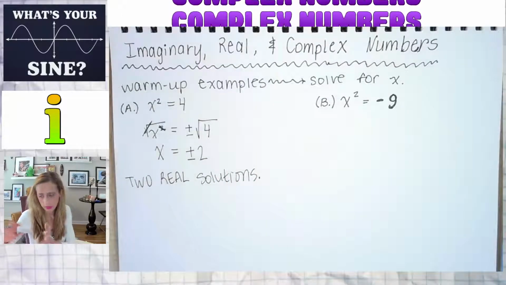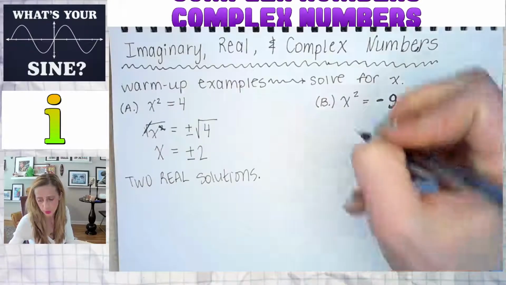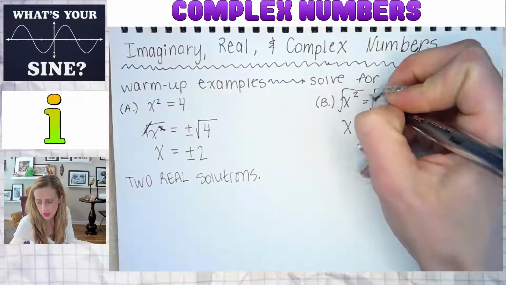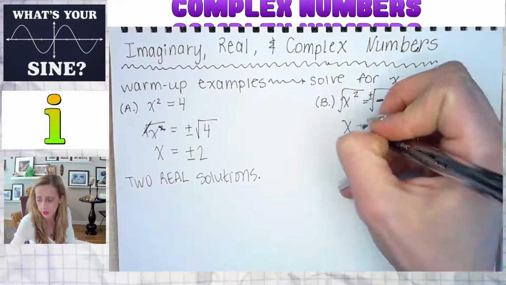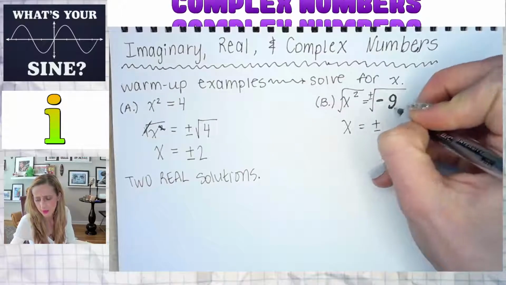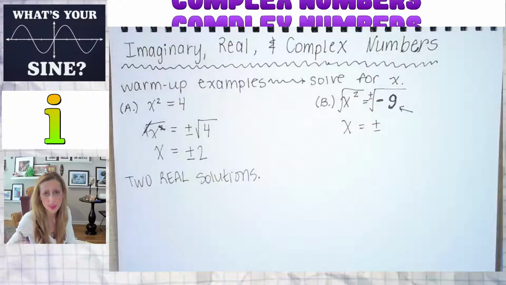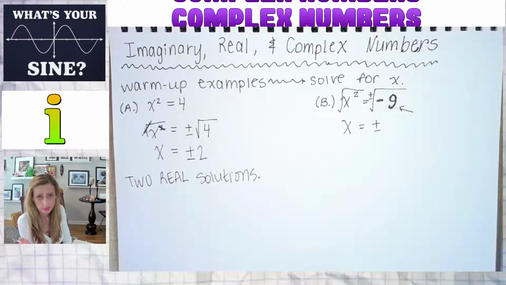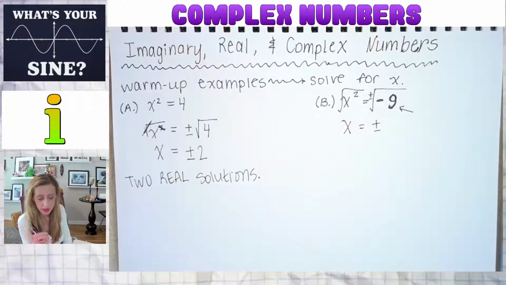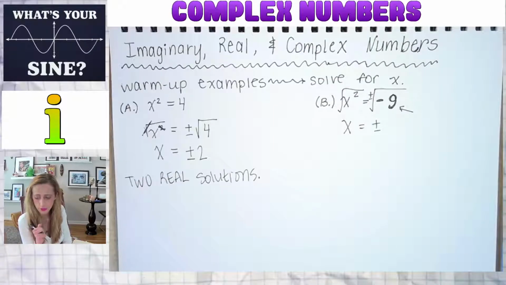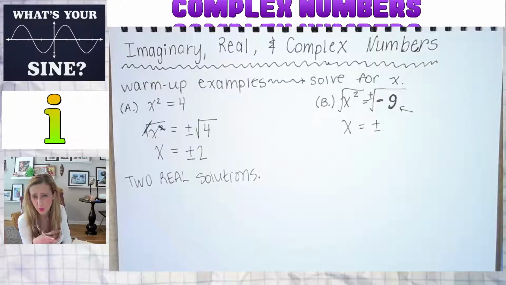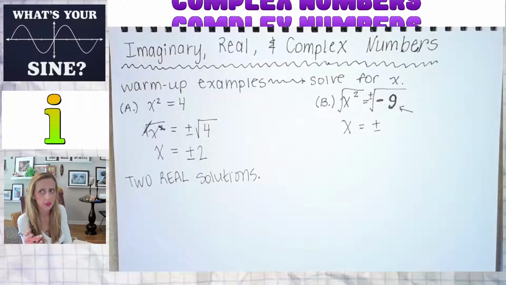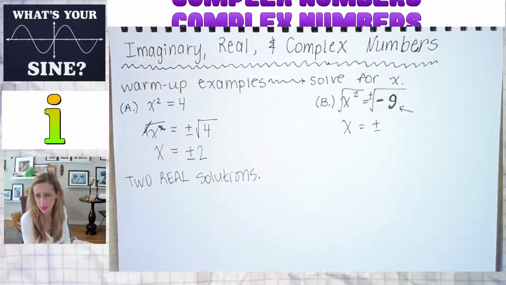Now let's contrast that with this example over here. If we try to do the same thing, right? We go in, I'm going to do the same thing. Take my little square root. Plus, minus, but what number times itself gives you negative 9? Nothing, right? A negative times a negative will be positive. A positive times a positive will be positive. There's no way we could get a negative answer by multiplying something by itself.